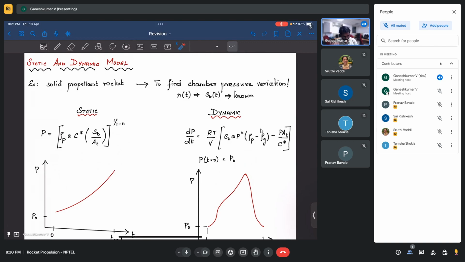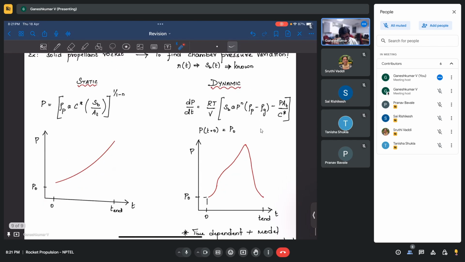Now let's say, for example, if I know the rate at which the area is regressing, then you can actually find chamber pressure in two ways. One is, there is this formula, you just substitute it. Okay, problem solved. And if you substitute it and plot it, let's say with respect to time, the rate at which this propellant is regressing is a function of time. So if this is a function of time, then for each and every time you can find the pressure. So it will look something like this.